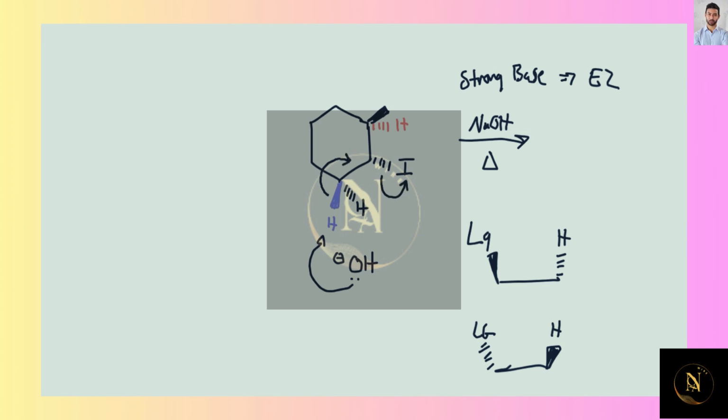And so our final product will be, we'll still have our wedge to methyl here. We no longer have an iodine there, but we do have a double bond between those two carbons. And if we look at the options here, that is the third option.